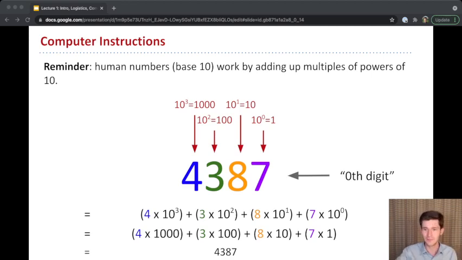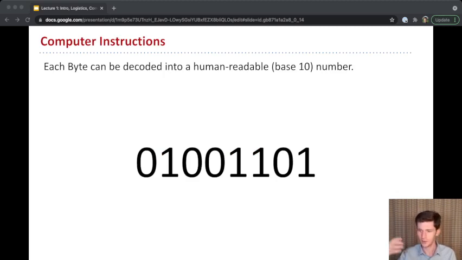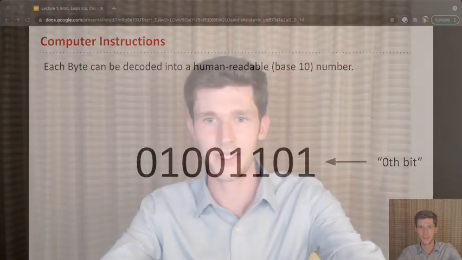So with that in mind, how do we go from bytes, which is base 2, into a base 10 system, into the values that we humans use to communicate? Well, in the same way that we had in a base 10 system, the rightmost digit is the 0th digit. So here it's the 0th bit, which can be either 0 or 1. And that's because it corresponds to 2, because it's a base 2 system, to the power of 0.